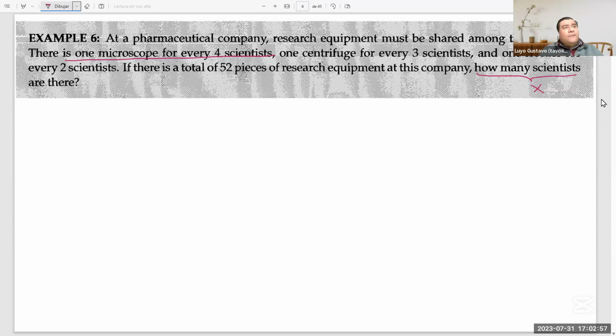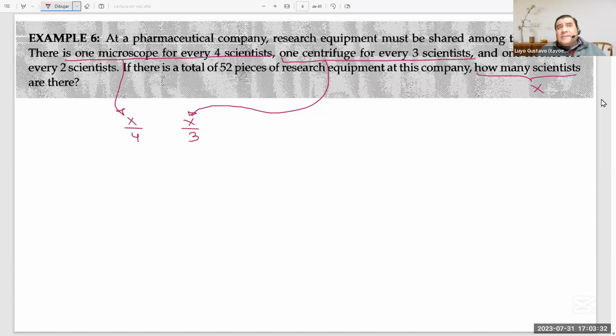So the number of microscopes, this part, would be X over 4. Likewise, if there is 1 centrifuge for every 3 scientists, and let's imagine that there were just 9 scientists, how many centrifuges would exist? Simply 9 divided by 3, that is 3 centrifuges. So we understand that this second expression means that the total number of centrifuges is X over 3.